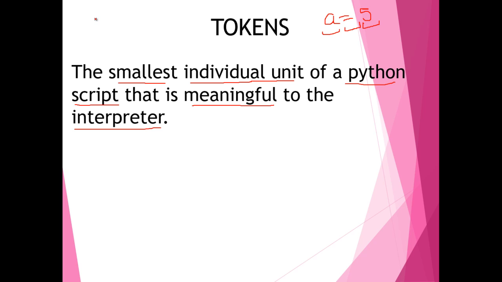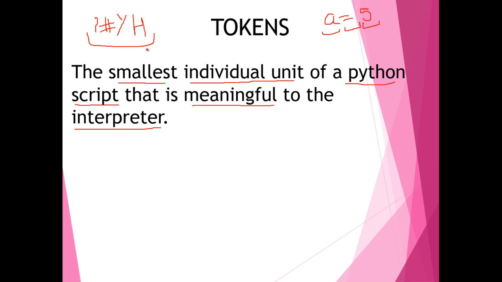Suppose when I write a program in Python, I write a question mark, then a hash, then y, then h. Will anything happen? Nothing will happen, because this is not a valid statement according to the Python syntax. So we can't say that the question mark, hash, y and h are tokens. They are not tokens because they are not meaningful to the interpreter.